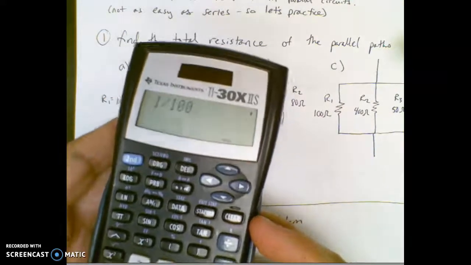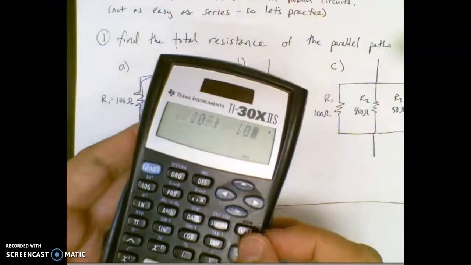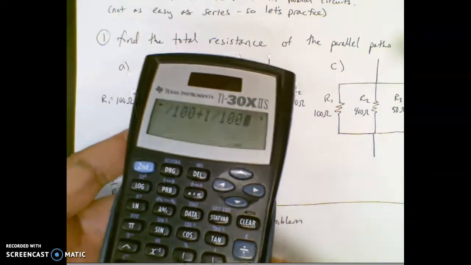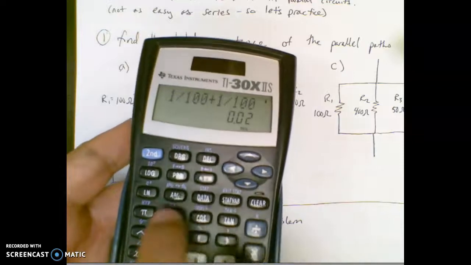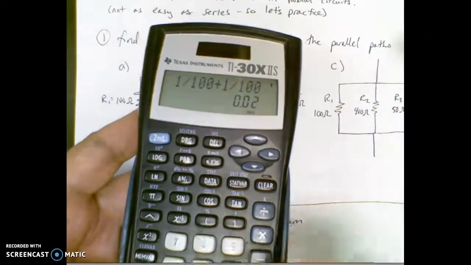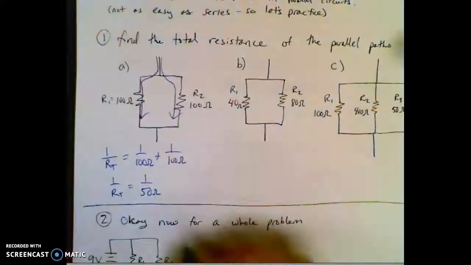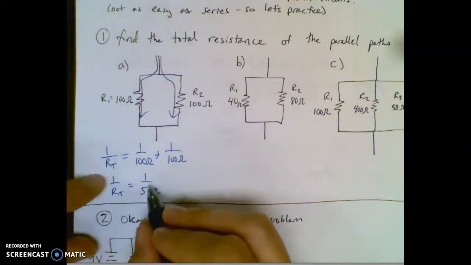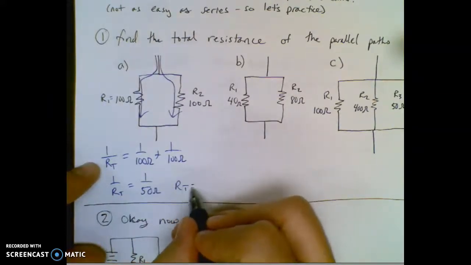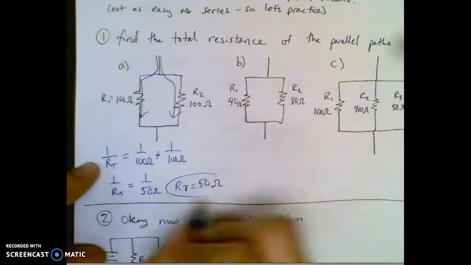I know I don't need to on this one, but when you get numbers that aren't as nice, you'll want to know this method. So 1 over 100 plus 1 over 100, hit equals, and then you use your inverse button, which is that to the negative 1 power right here. Boom, hit equals, and you get 50, which is the same answer I get here if I flipped both of these. So RT equals 50 ohms, which is weird for people to think.